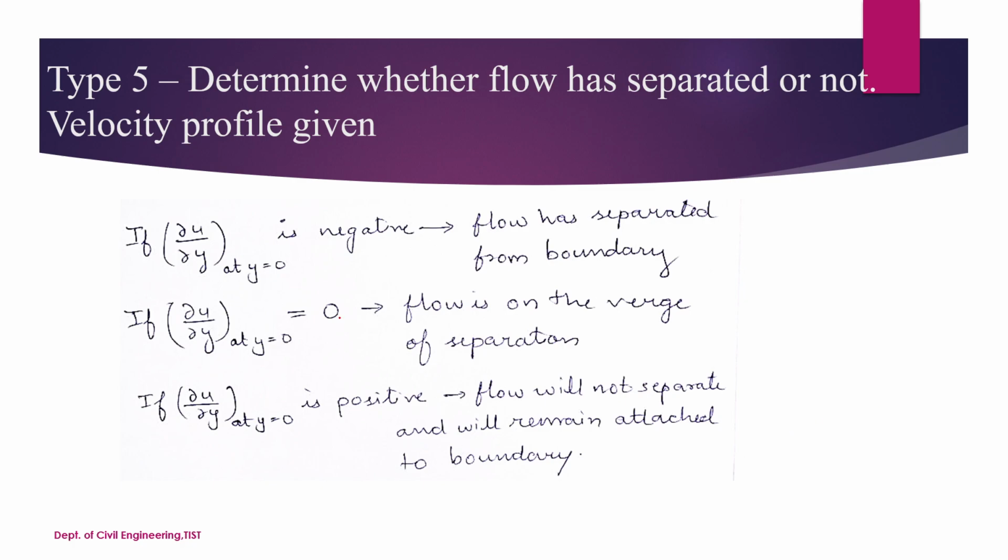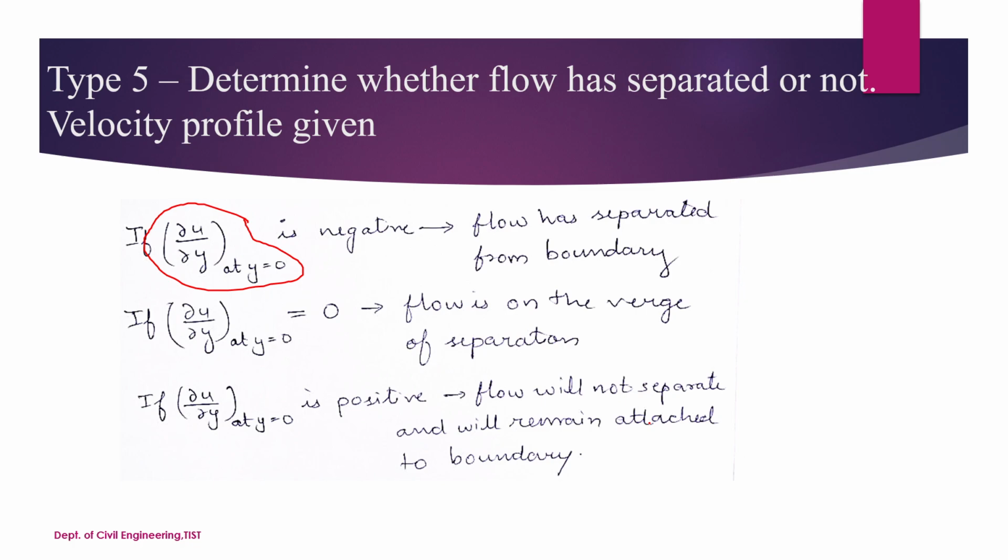If ∂u/∂y at y equal to 0, you have to find out this value first. If this value is negative, then the flow has separated from the boundary. Boundary layer separation has occurred. If this value is equal to 0, then the flow is on the verge of separation. It is just about to separate. If this value is positive, then the flow will not separate and will remain attached to the boundary. So, these are the three conditions.